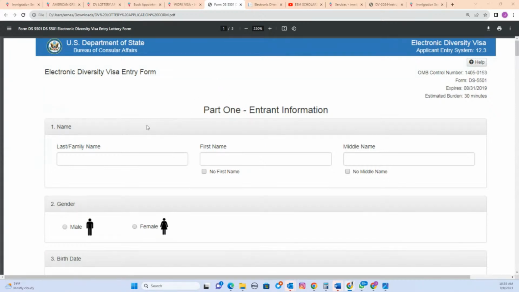So if you open this form, it starts with the following. Name, that's aspect number one. Remember, I've seen so many mistakes. I have over 15 years of experience helping people fill this form.